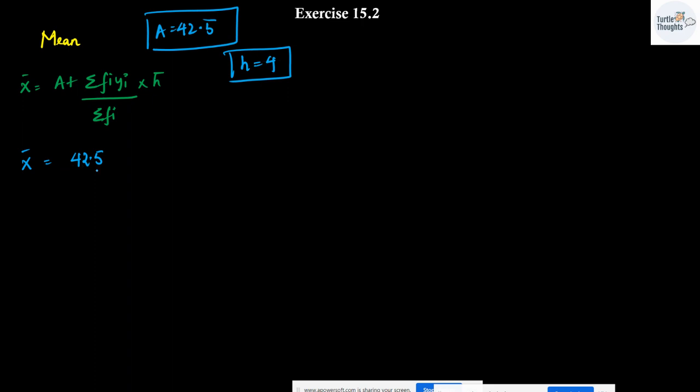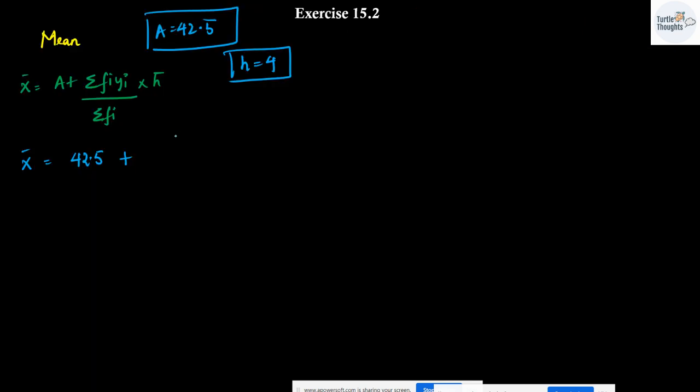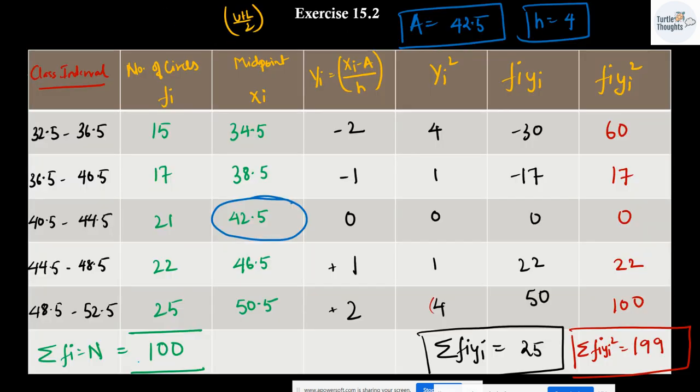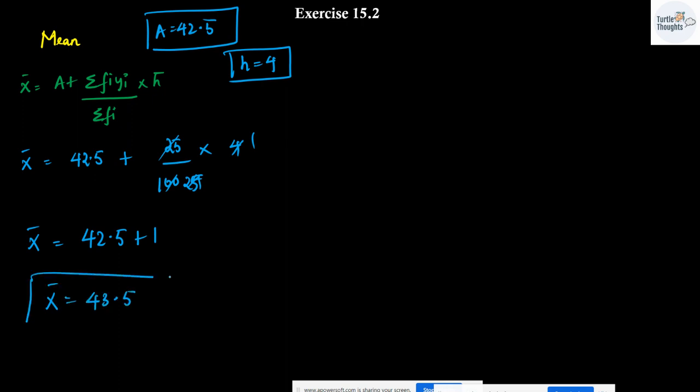So x bar is going to be 42.5 plus sigma FiYi, which I have got as 25, divided by sigma Fi, which is going to be 100, multiplied by h, which is equal to 4. 4 is one time and 100 is 4 times 25, and 25 and 25 will get cancelled. You will be getting the value of x bar as 42.5 plus 1. x bar is going to be 43.5, which is the value of mean. I have got the value of mean.